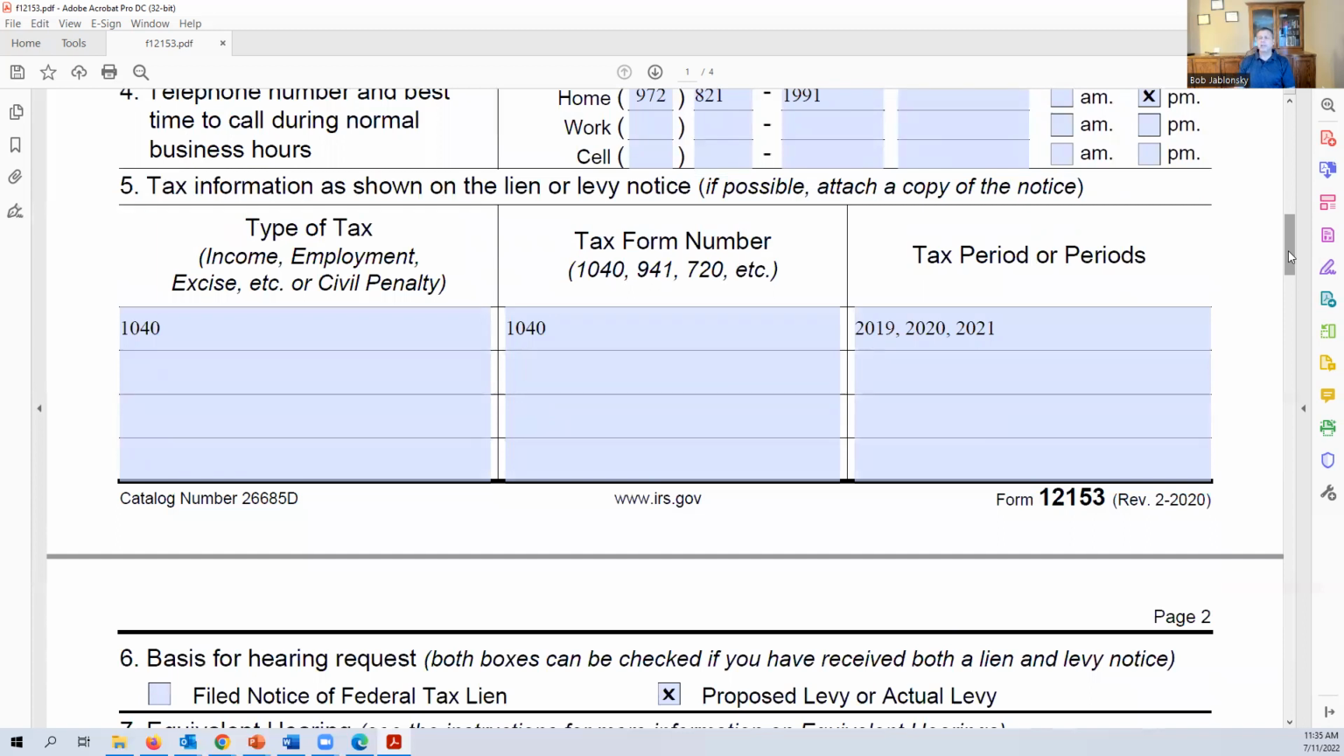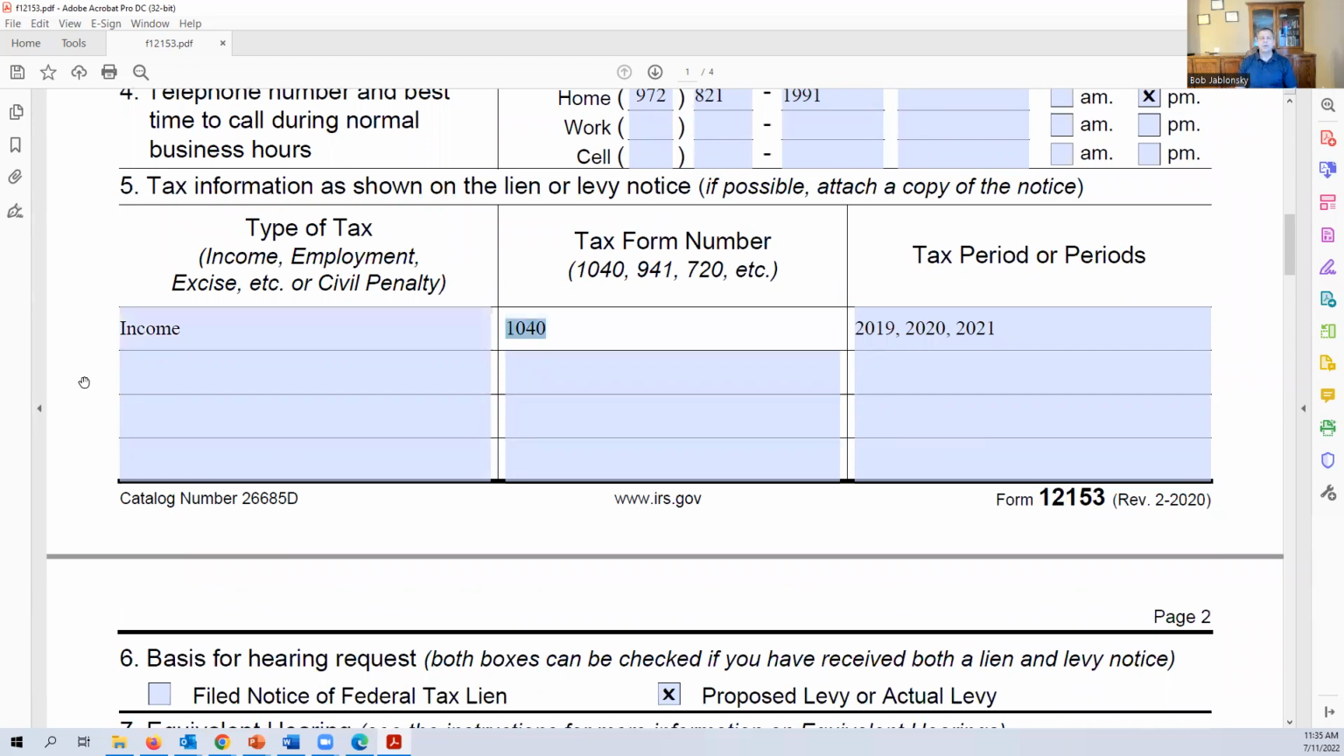Next, we're going to talk about what kind of tax you want appeals, the settlement officer, to address. It could be income tax. You could be a business and have employment tax issues, excise tax issues, or there could be a civil penalty. And there's too much there to go over right now. We're going to assume this is income tax. Made a little mistake there. So this actually should say income.